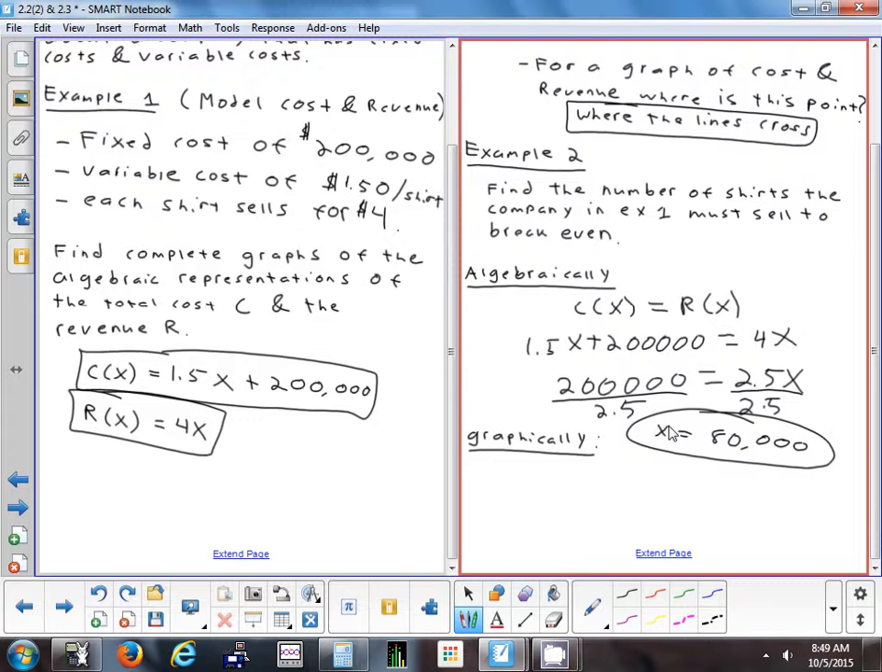Once they sell more than 80,000 shirts, they're going to start making money. If they don't sell at least this many, then they're going to lose money. Okay. So that's how you do it algebraically. Any question on that?